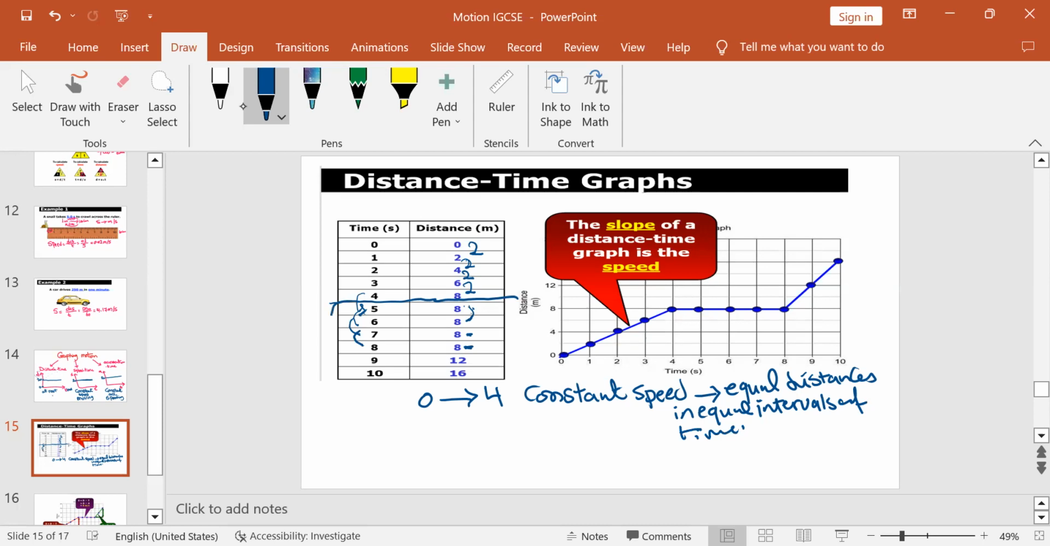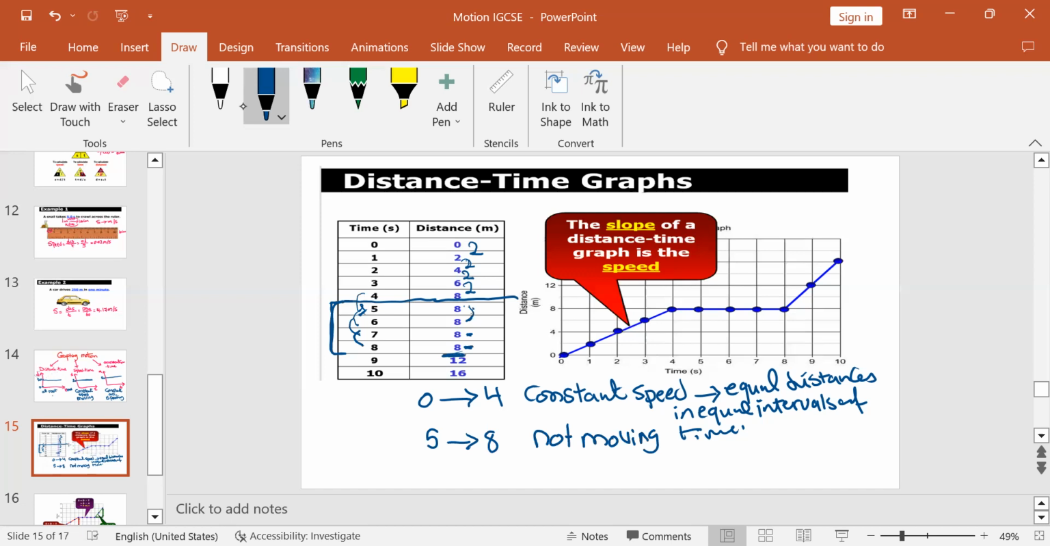So how can we describe this section from 5 to 8? Was it not moving? Bravo. The object is not moving, meaning the object is at rest. The time is passing, as you can see, 5, 6, 7, 8, but the object is at the same position. Okay.